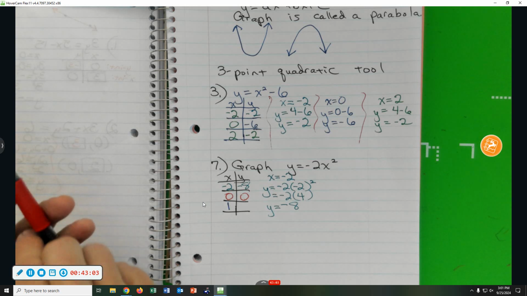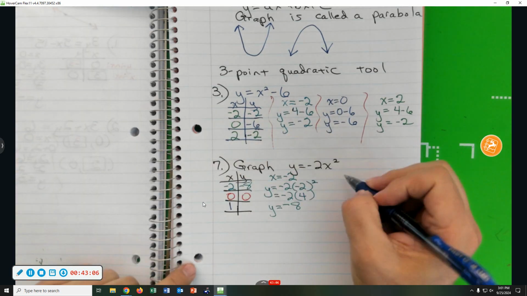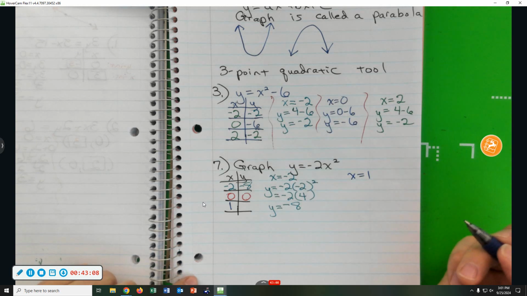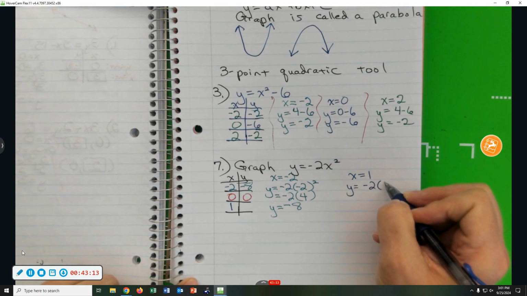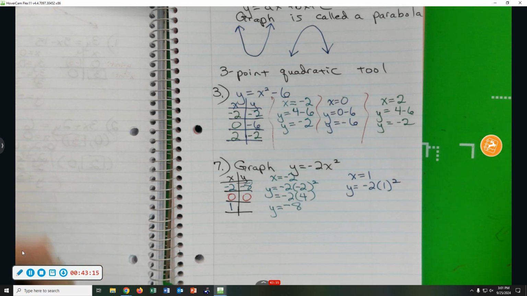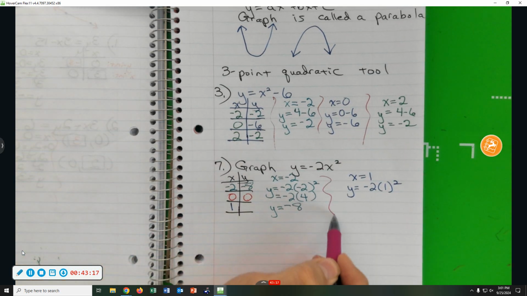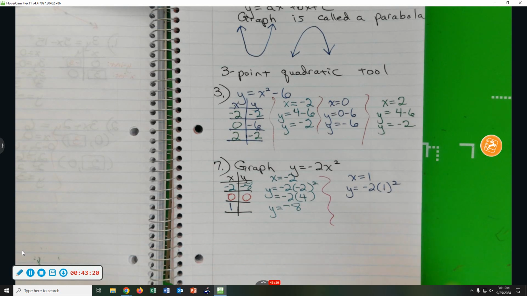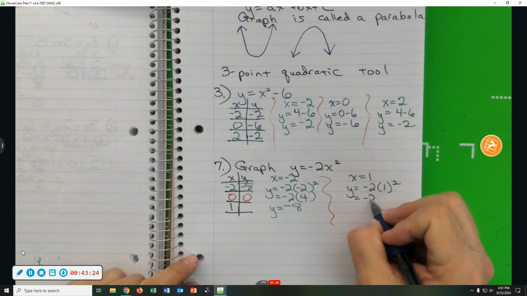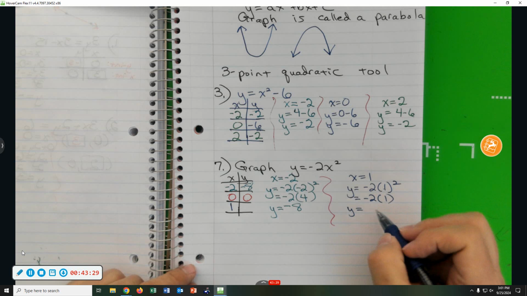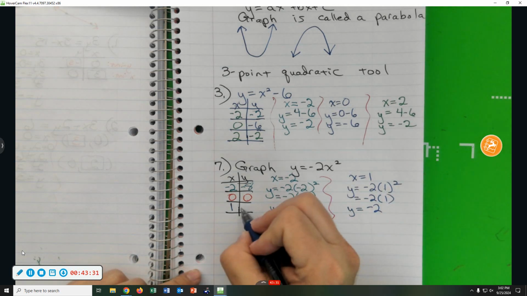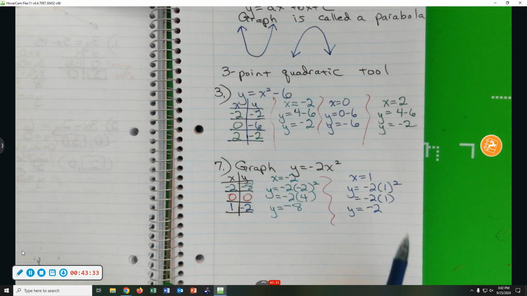And the last point, you have to plug in 1. X equals 1. So we have y equals negative 2 times 1 squared. Let's use the order of operations. 1 squared is 1, so we have negative 2 times 1. What's negative 2 times 1? Negative 2. Any question on my calculations?